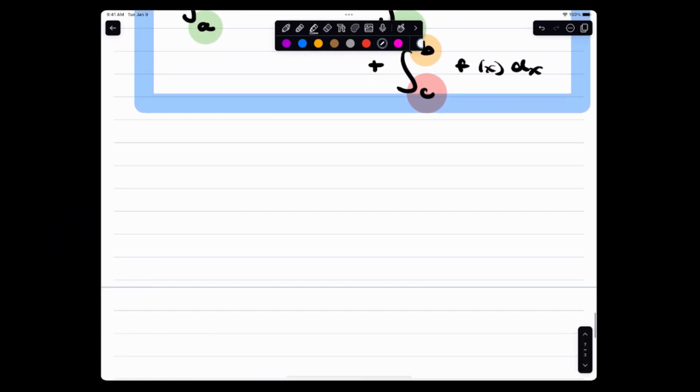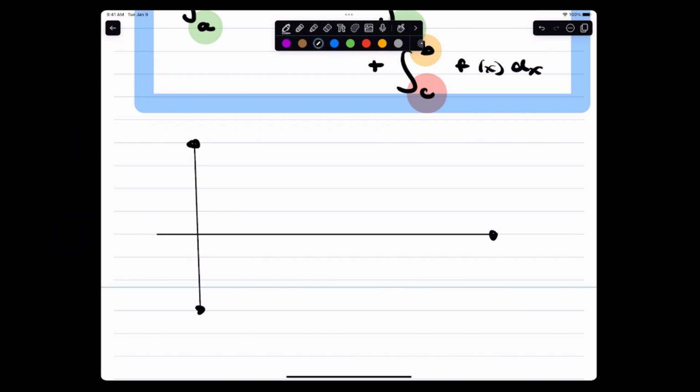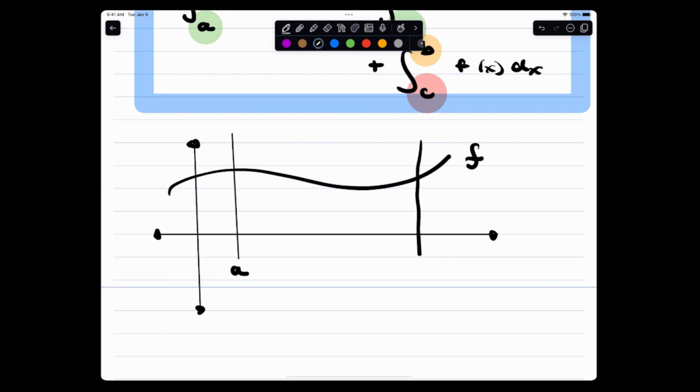There's a picture if you want to see a picture. And I might have those notes somewhere if I dig them out, but here's kind of the idea. Here's a, here's what? b. Now take any c, it doesn't matter where it is. Here's c.